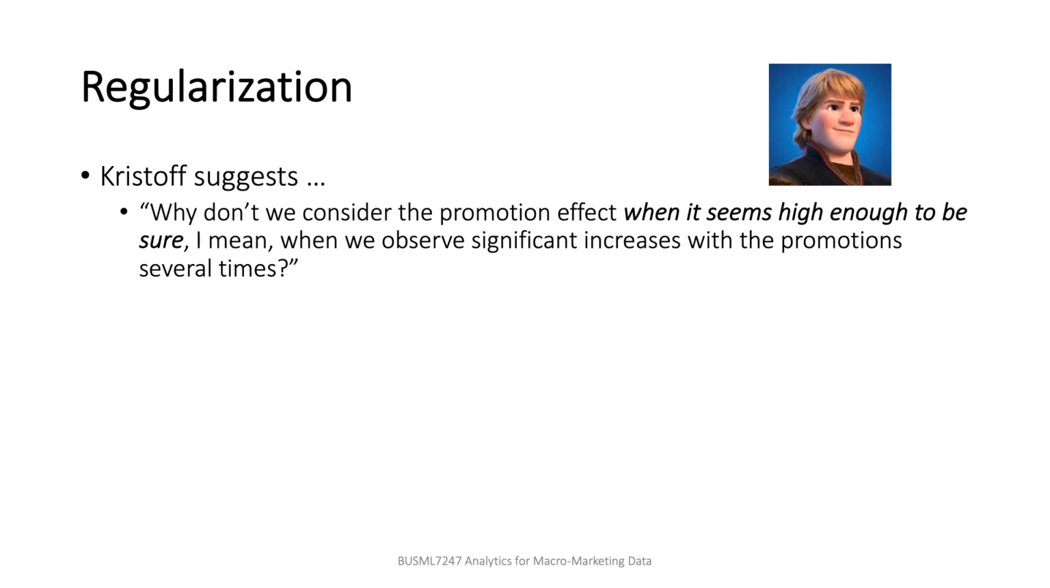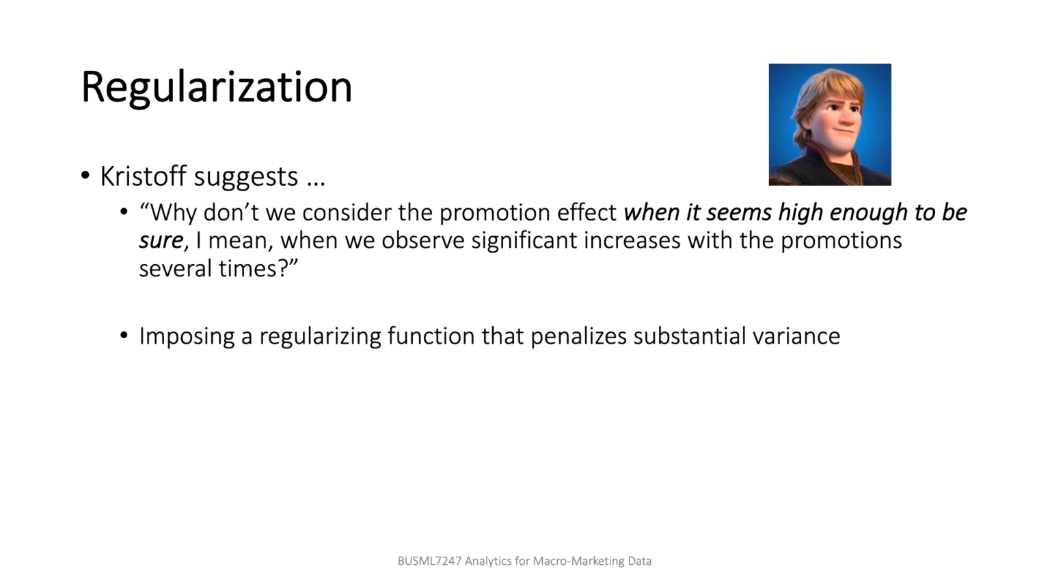The machine learning solution is to find the best in between Anna and Elsa. This is called regularization. Suppose that there is another machine, Christoph. He suggests, "Hey sisters, why don't we consider the promotion effect when it seems high enough to be sure? I mean, when you observe significant increases with the promotions several times." His strategy can be implemented by imposing a regularizing function that penalizes substantial variance. So most popular supervised learning methods for regression, including ridge regression and lasso, are based on regularization.